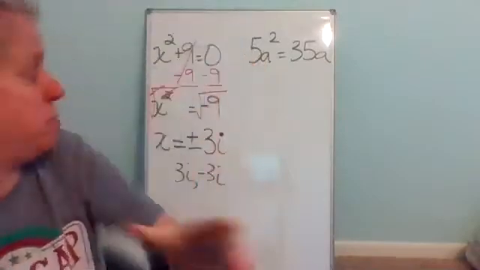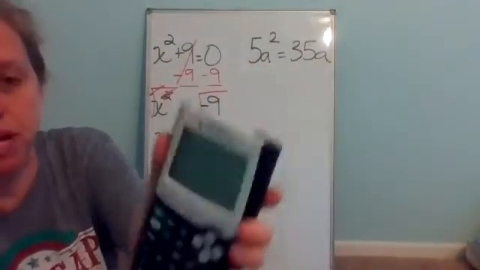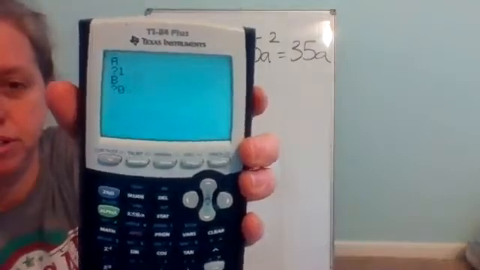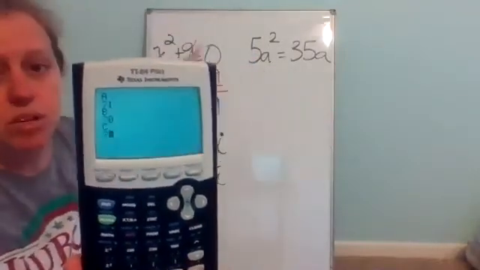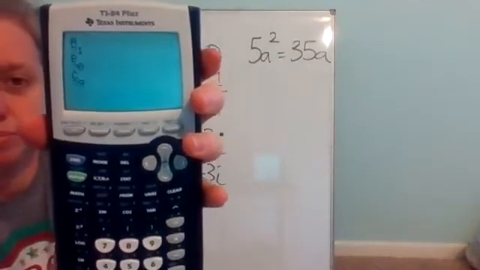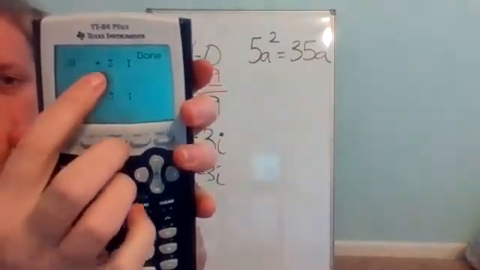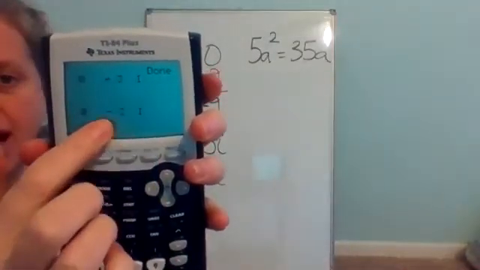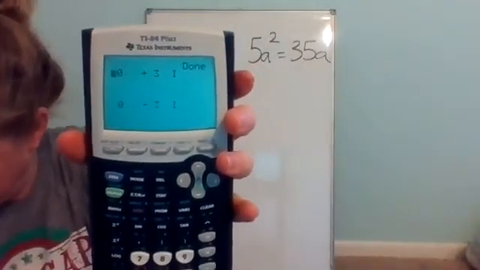Your B, remember, you don't have an X. The X is what is missing, so that's what's going to be your 0. Your C is the constant, which is positive 9. And then you hit enter. So you'll notice these zeros are kind of nothing. So you have positive 3i and negative 3i as your two answers.